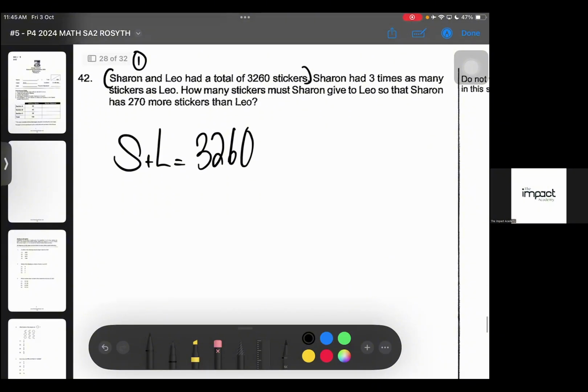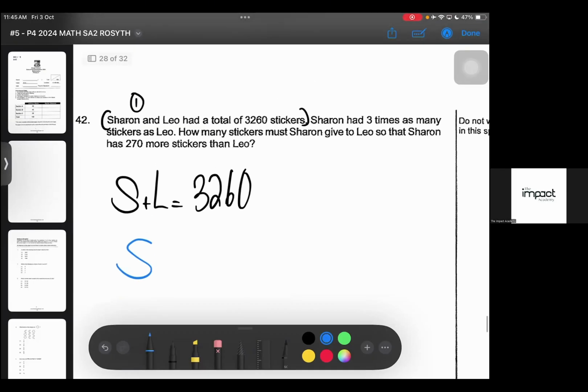Sharon had how many times as many stickers as Leo? 3. Very good. So you see this concept: when you see the word 3 times, we know that this is what we call multiples. You all agree or disagree? Okay, this is what we call multiples. Can you all write that down first? MUL.